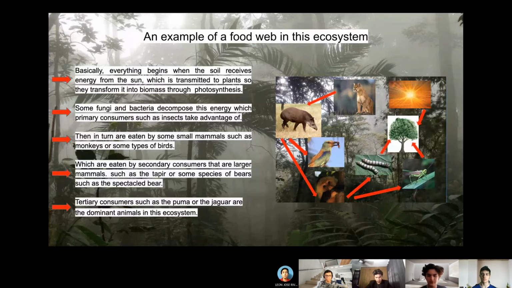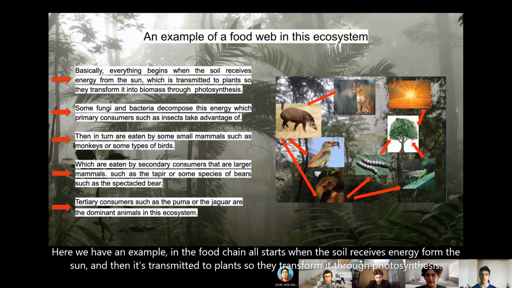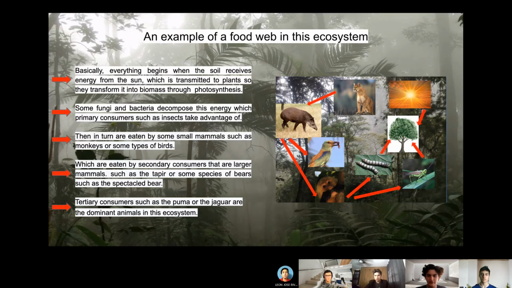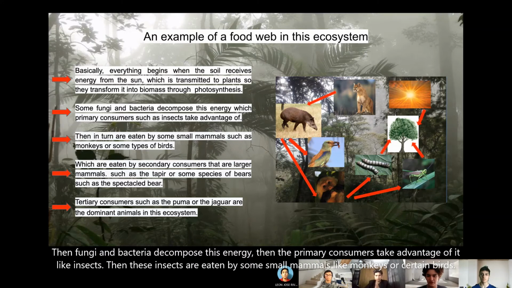Hello, my name is Luis Rodriguez and I'm going to talk about the food web. Here we have an example. In this chain, everything starts when the soil receives energy from the sun, and then it's transmitted to plants so they transform it through photosynthesis. Then the fungi and the bacteria decompose this energy.